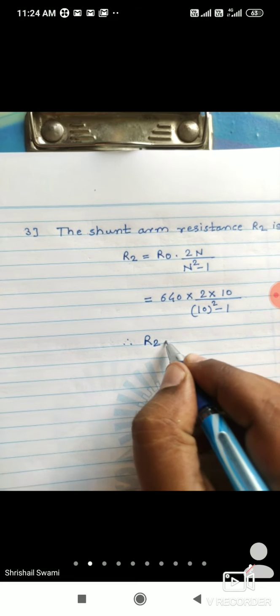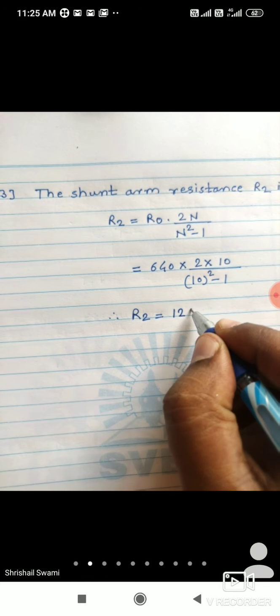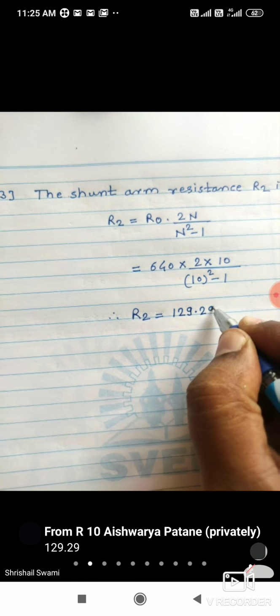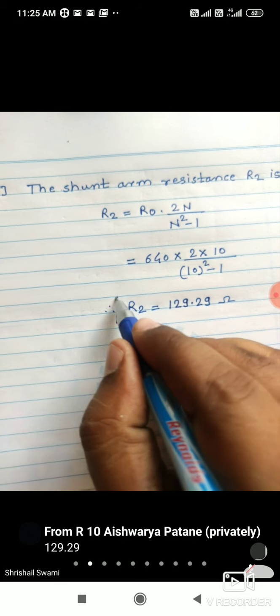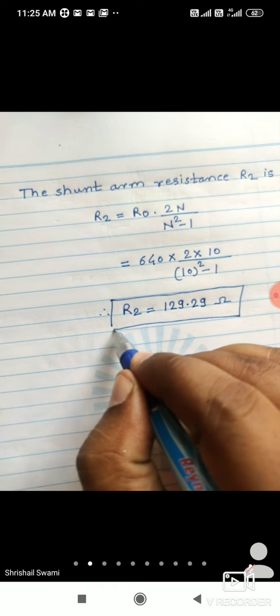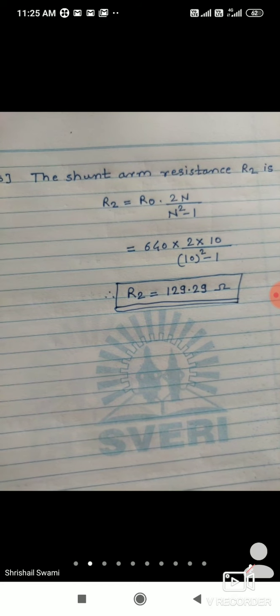Calculate and tell what is the answer of R2. 640 into 2 into 10 divided by 10 square minus 1. Tell the answer. 129.29. Okay, cross check everyone. So this will be the value of R2. So R2 is equal to 129.29 ohm.